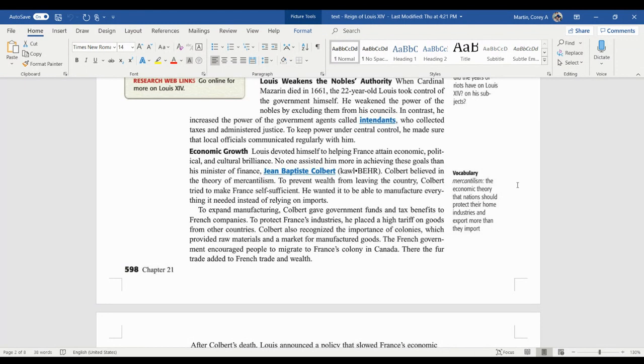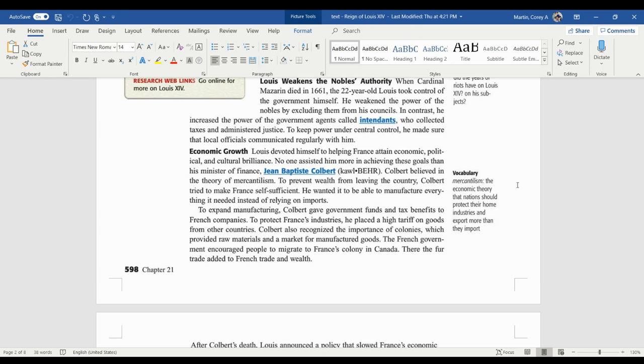In contrast, he increased the power of the government agents called intendants, who collected taxes and administered justice. To keep power under central control, he made sure that the local officials communicated with him regularly. Economic growth. Louis devoted himself to helping France attain economic, political, and cultural brilliance.